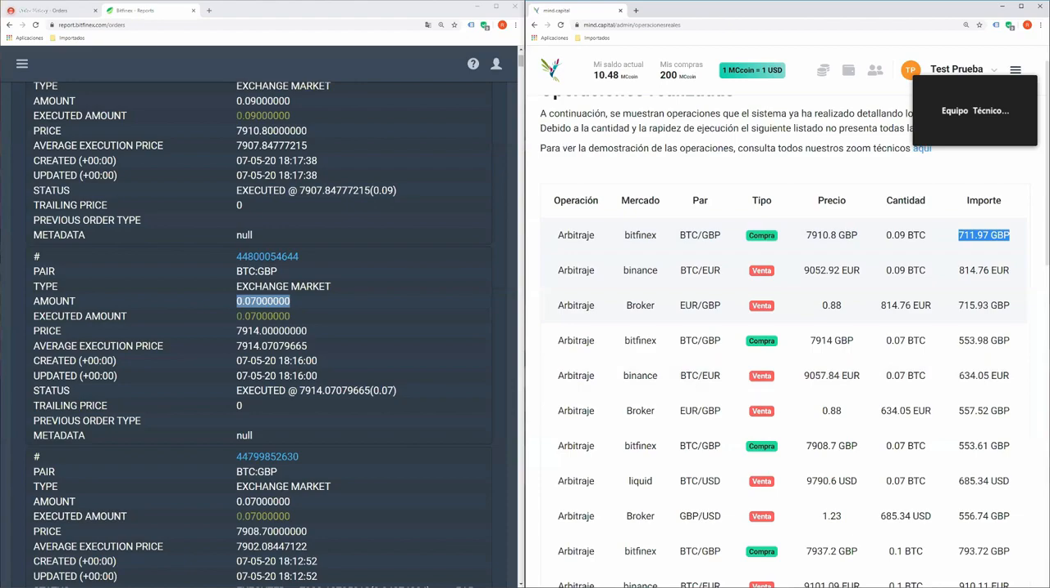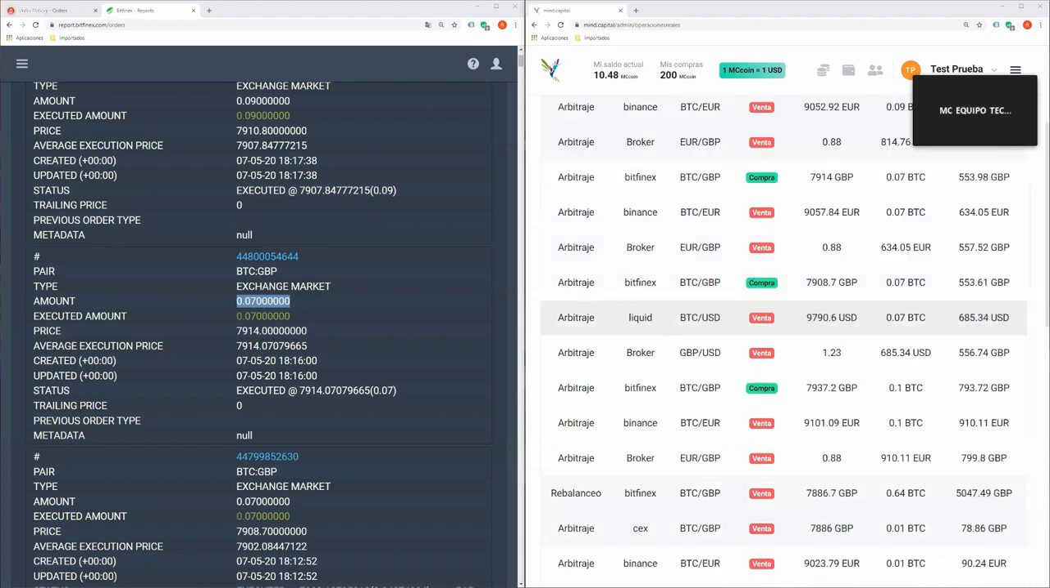Perfect. Is it possible to see our operation with the other exchange? Yes. What do you want? We can go to Liquid if we want. Okay. Liquid. Yes. Liquid. I'm going to open it. Coinbase Pro, Bitfinex, Binance no, Liquid yes.